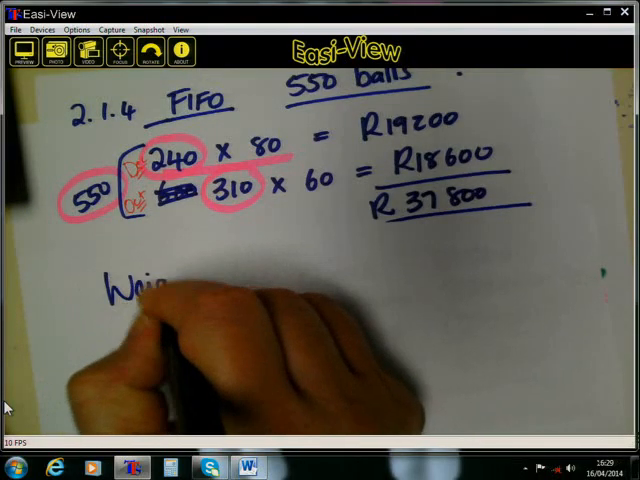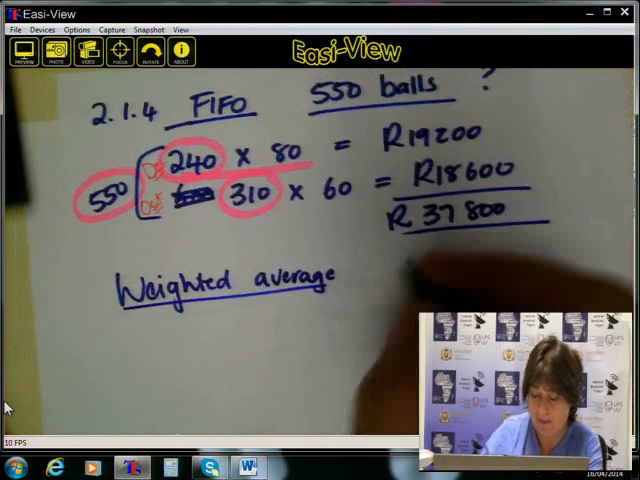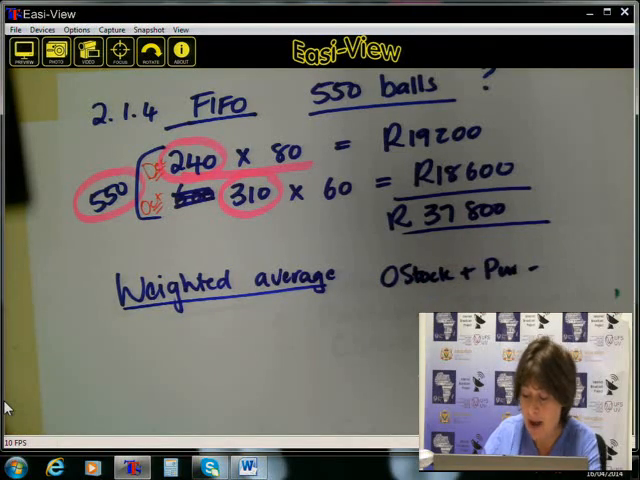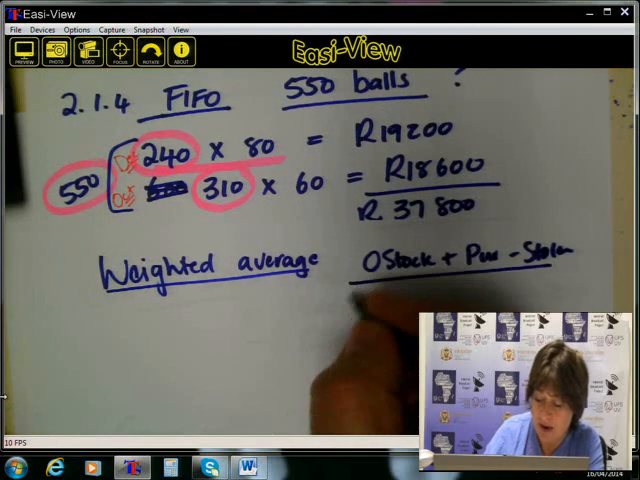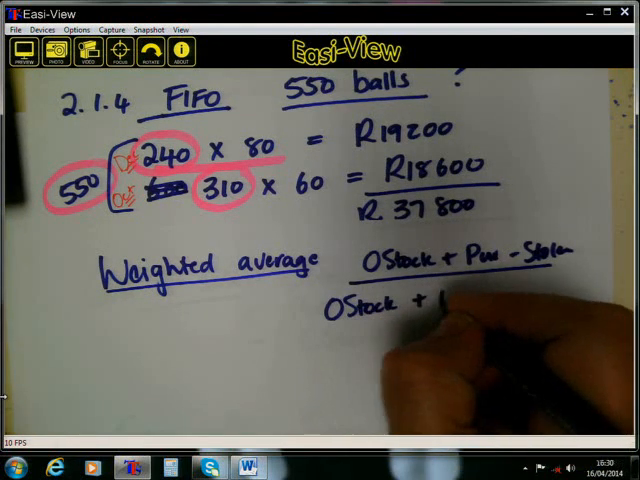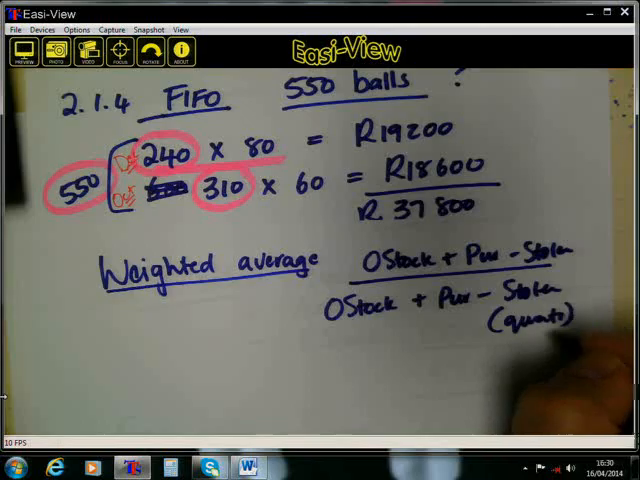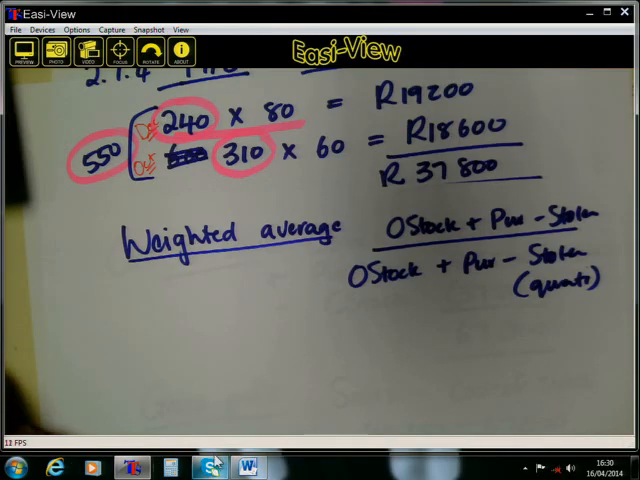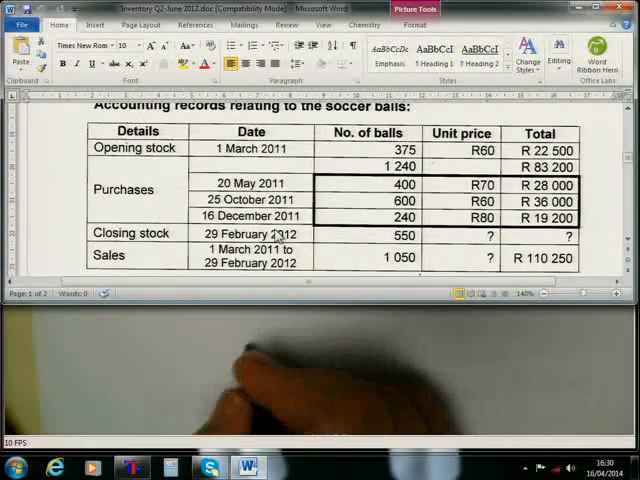In the weighted average method, there is a formula. What is that formula? It's your opening stock plus your purchases minus the ones that was stolen. Can you see what happened now? You must keep that stolen in mind. Divided by opening stock plus purchases minus the stolen ones in quantities. Okay, let's see what we've got. The opening stock, I've got my information here. The opening stock was worth 22,500 in money.